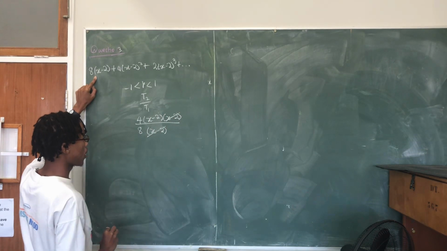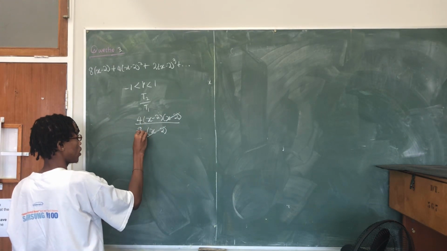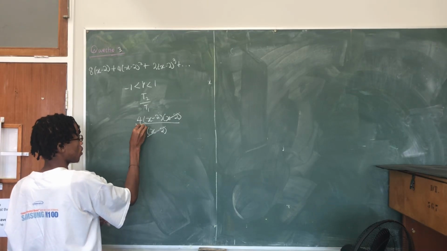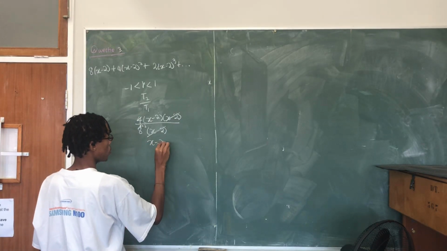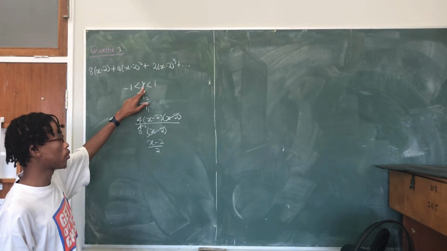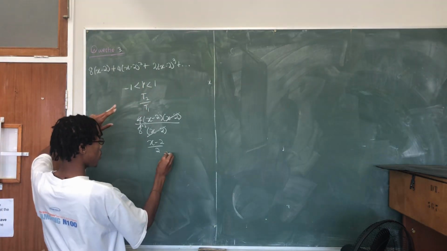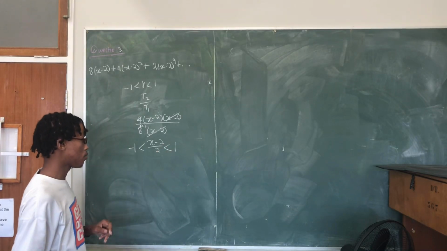One of the x minus 2 should cancel out. We have 1, 4. It can also be expressed as 4 times 2. The 4 cancels out with this one, and then we're left with x minus 2 over 2. This is the value of the common ratio. But to solve for x, we now have to include these inequalities. Positive 1, negative 1.